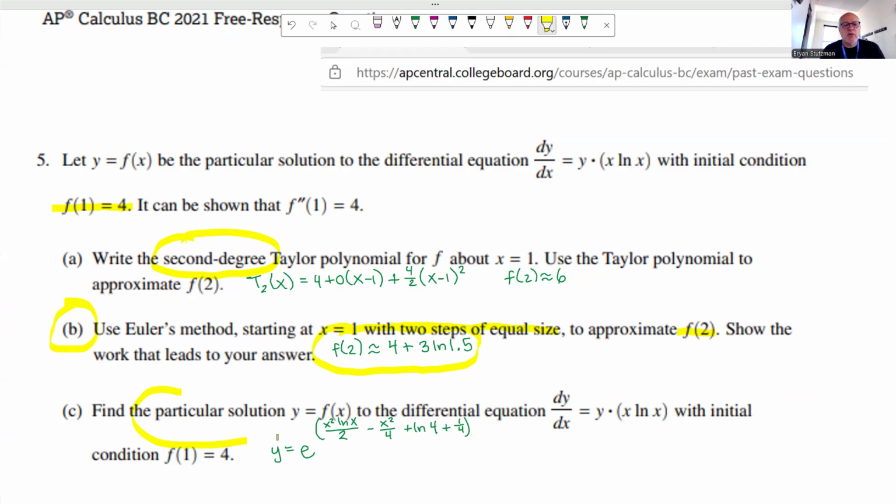And tomorrow we'll talk about particular solutions, how to solve the differential equation, which will be to find an answer like this.